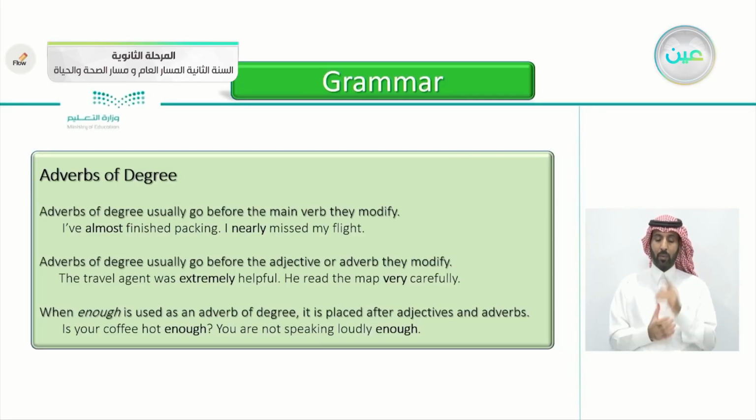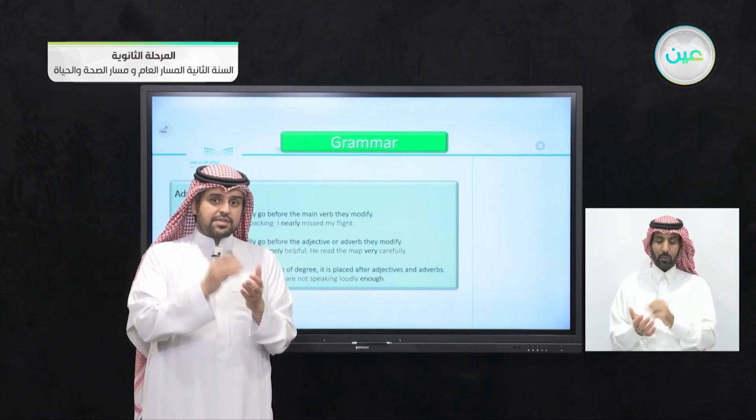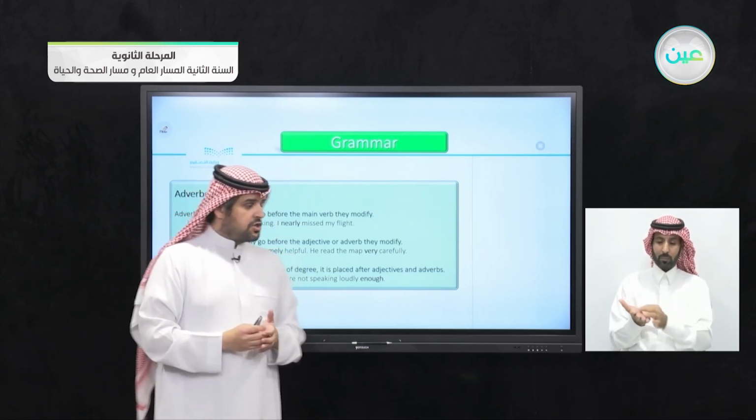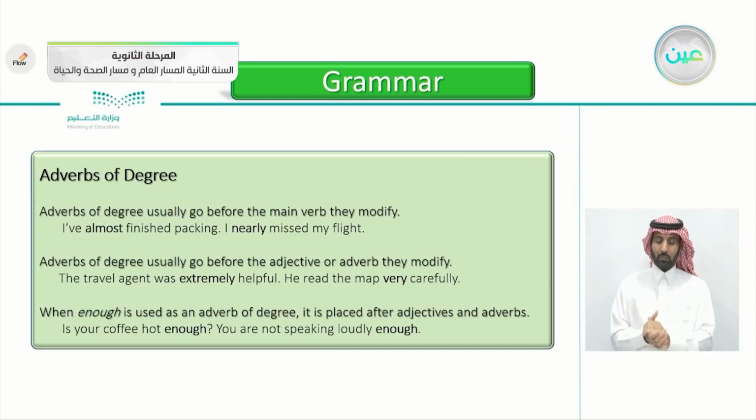He read the map very carefully. So he paid attention to details. He read the map step by step, location by location. So he was thorough in his reading of the map, very carefully. And if you see here, extremely and very go before the adjective or the adverb. Extremely helpful, very carefully. When enough is used as an adverb of degree, it is placed after adjectives and adverbs.